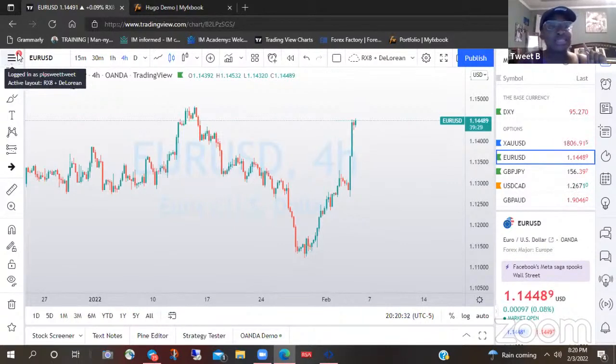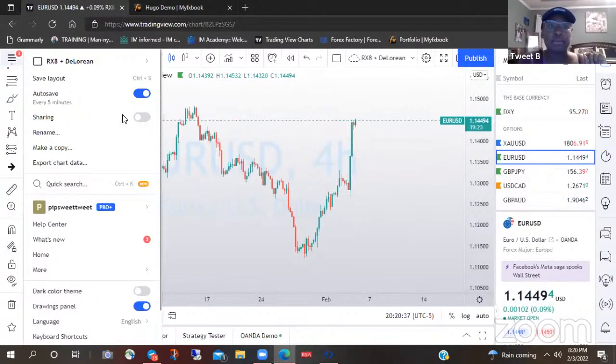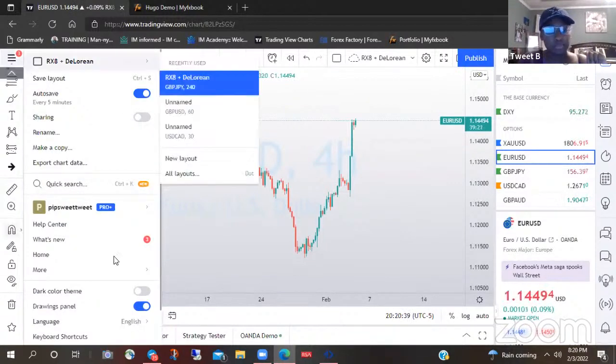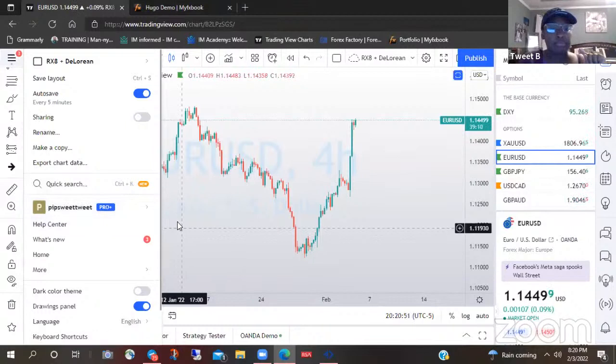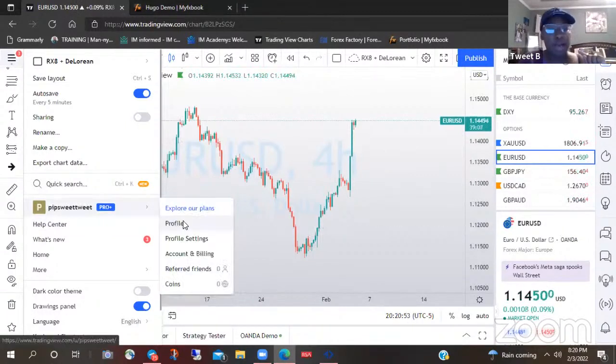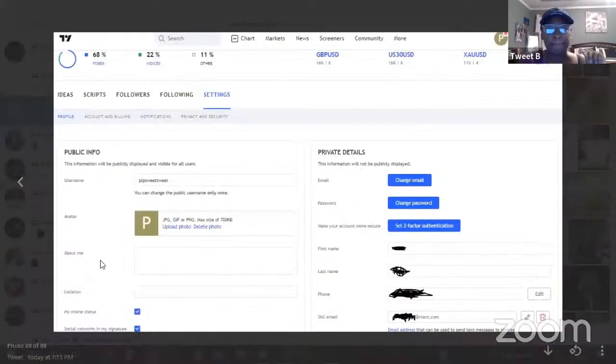If you click these 3 lines here, this is going to take you to this page. And then here, you're going to click on whatever your name is. It's going to give you a little drop down side menu, and you're going to click profile. And when you click profile, you get this screen here. Underneath profile, you want to click settings and then click on profile.